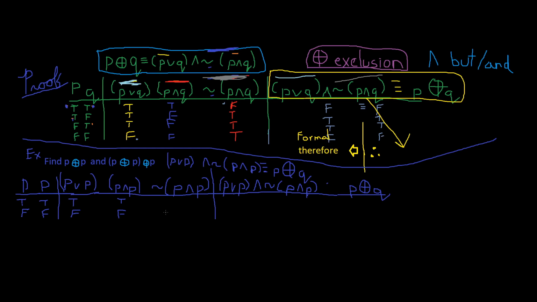Oh, let me check if I did this right. Yeah, it's going to be negation P and P. So this seems like it gives us a false and a true. And so with these kinds of things you can make a mistake, so be careful. So we have P or P.